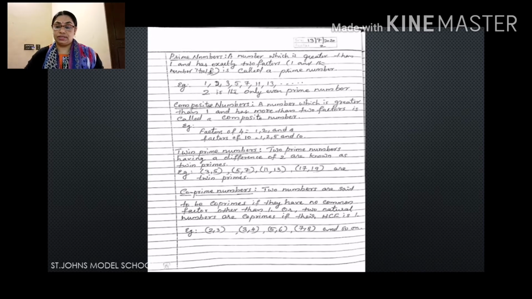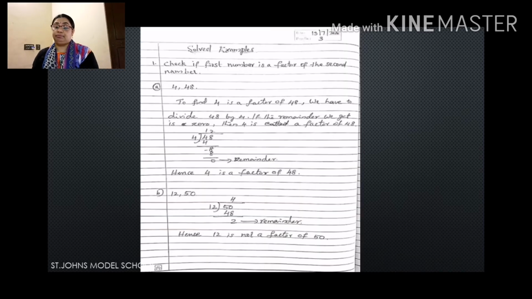Now some questions I have solved here. First one: check if the first number is a factor of the second number. For example, I have given 4 and 48. To find whether 4 is a factor of 48, we have to divide 48 by 4.